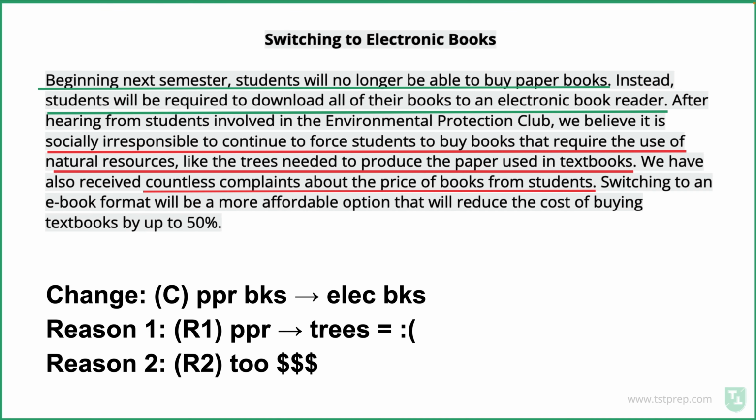But then here are the 2 reasons for the change. Socially irresponsible to continue to force students to buy books that require the use of natural resources like the trees. Okay, so paper means trees, and that makes people sad. I put equals sad. And then I put it's too much money. Students also complain about the price of the books. Okay, so I just wrote down like 6-7 words and about 3 or 4 or 5 symbols.